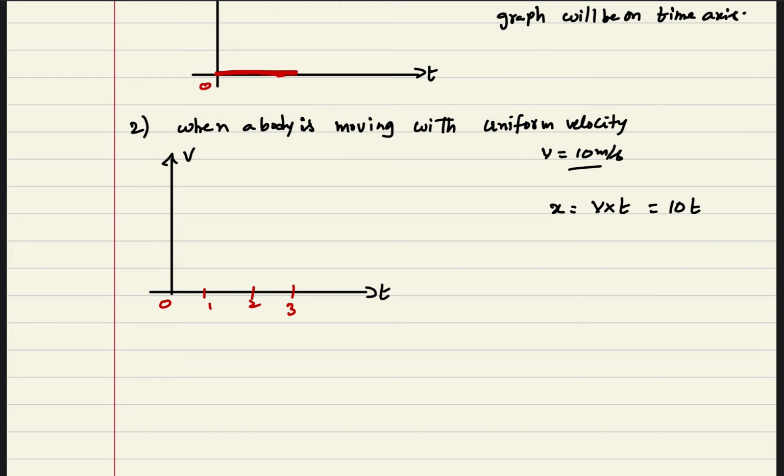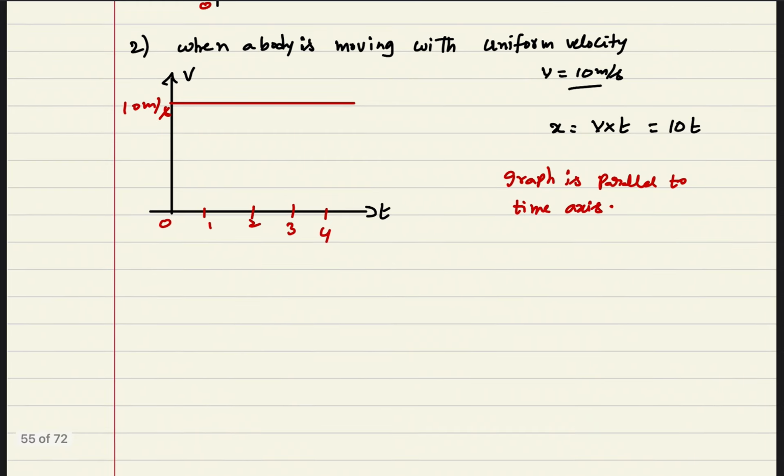at t is equal to 0, t is equal to 1, t is equal to 2, t is equal to 3, t is equal to 4, everywhere you will get the same velocity value, 10 meter per second only. We can get the graph is parallel to the time axis, and its acceleration value is equal to 0.